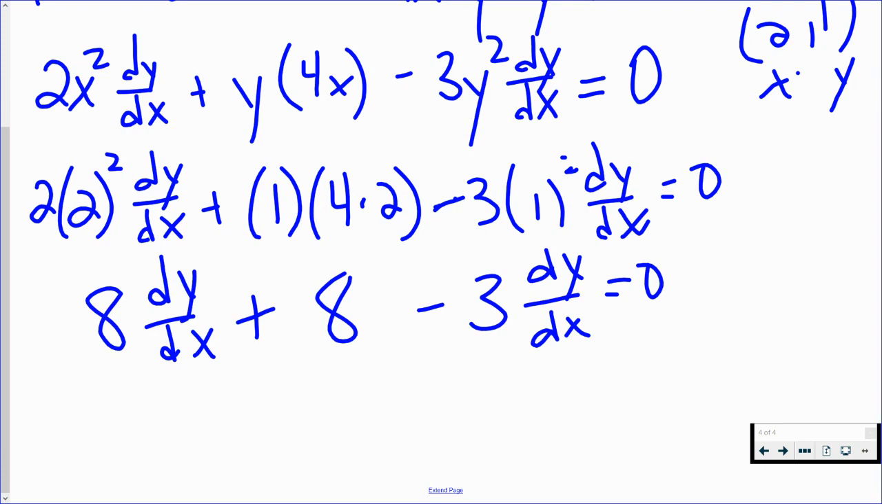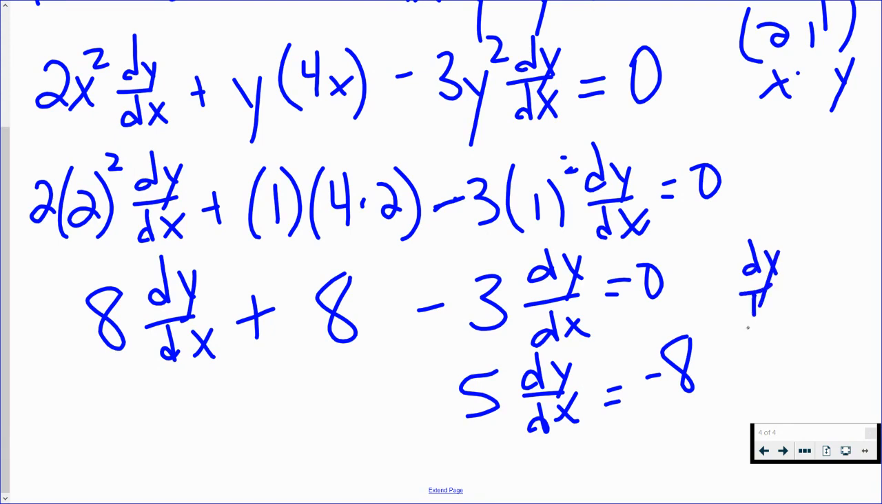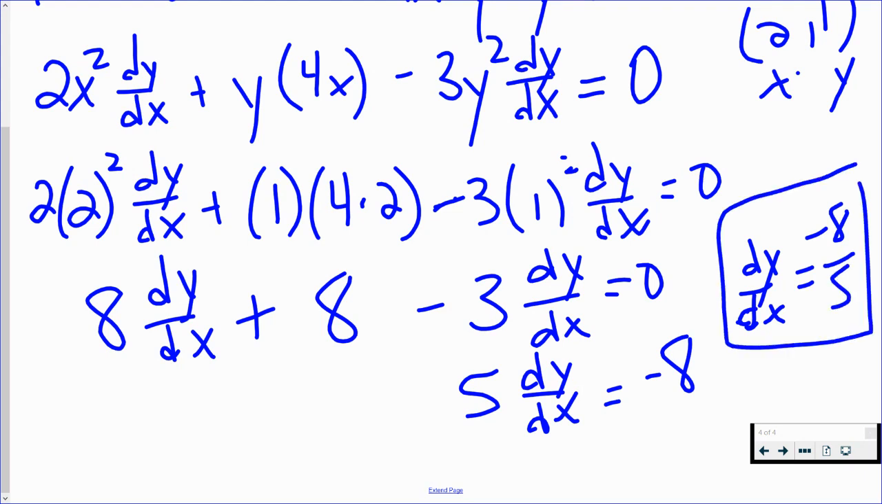Combine your dy/dx's. 8 minus 3 gives you 5 dy/dx. Move the 8 over, subtract 8. Now we just need to divide by 5. So the slope at this point for this curve is negative 8 over 5. Okay, we could then write a tangent line if we needed to, or whatever we needed to do for the function.